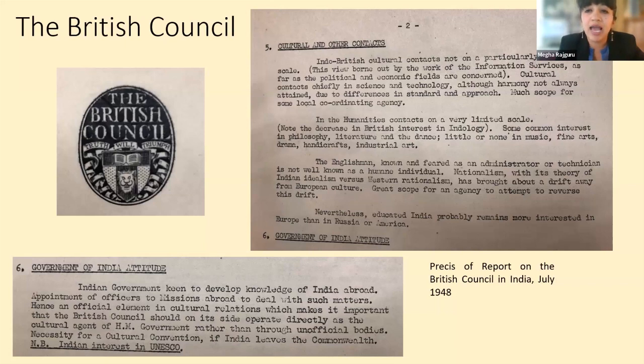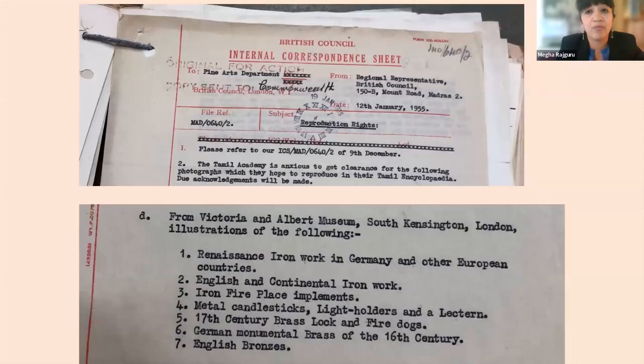And they had in their reports ways in which they could work with the organization, but also how they could loan objects of arts and crafts or replicas, articles and photographs for the purposes of publishing in India. And they started receiving requests for material from various groups of bodies.